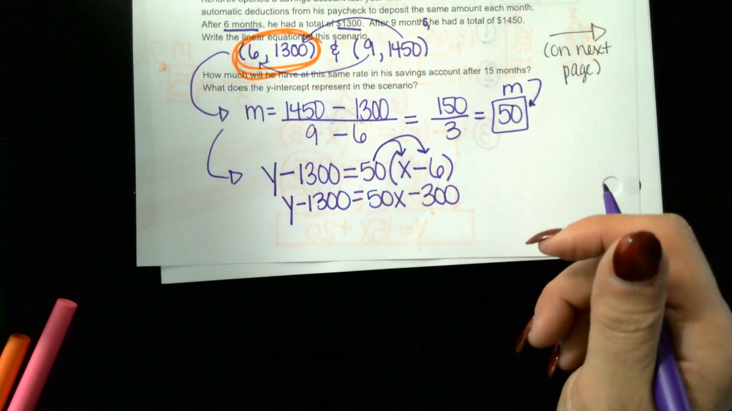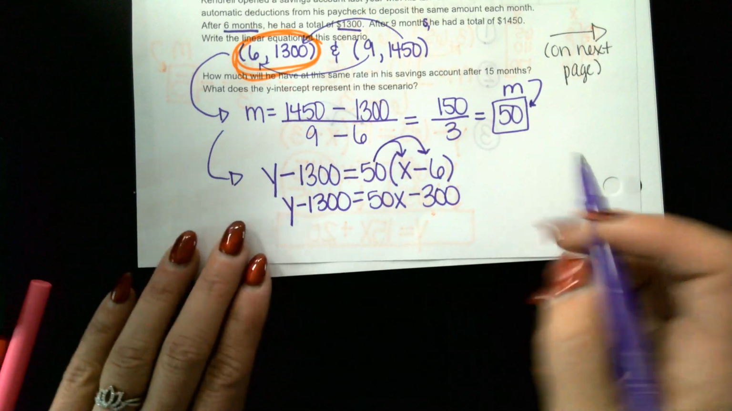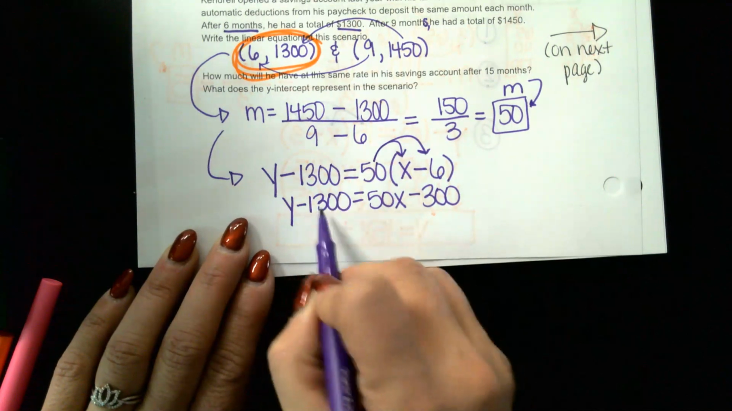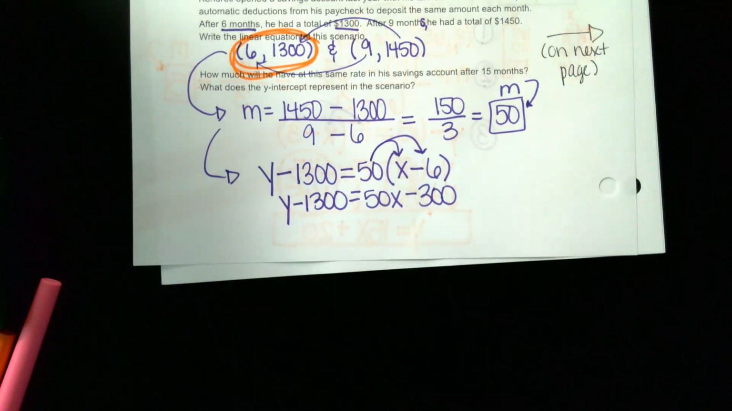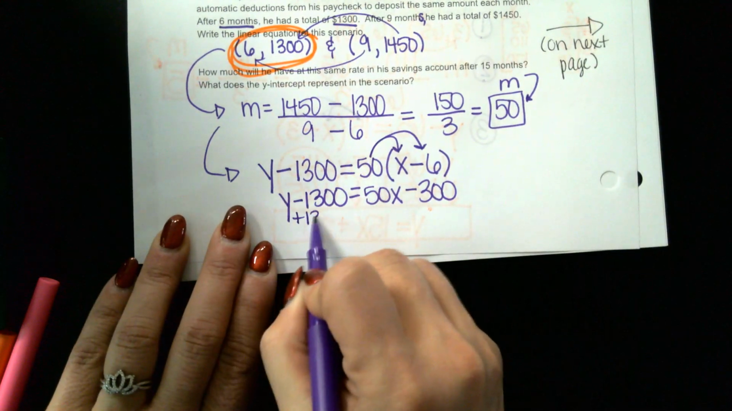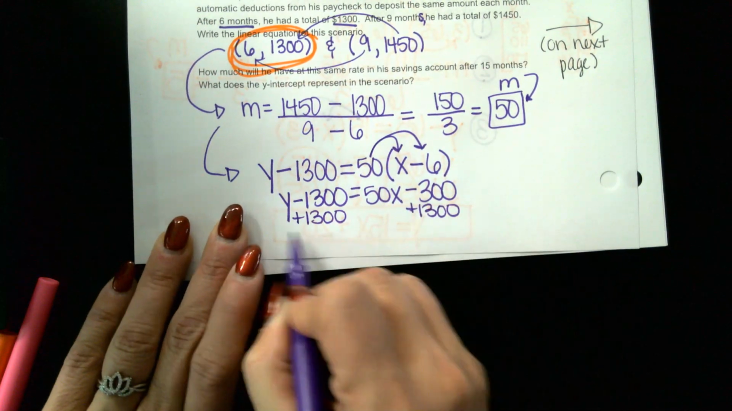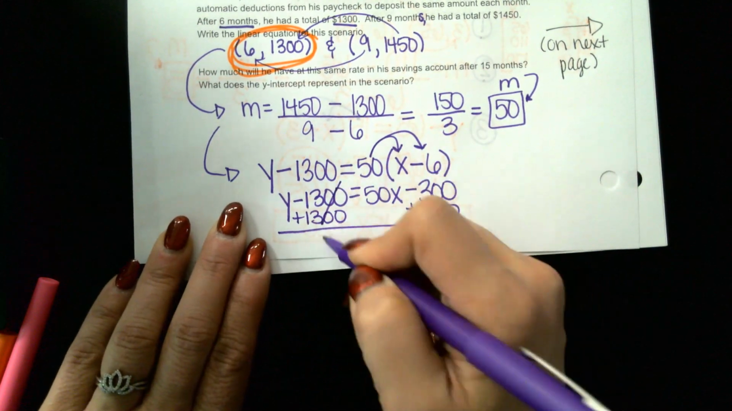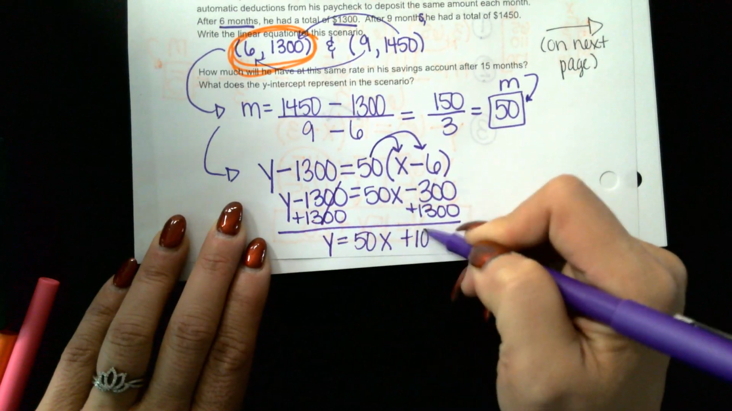Then you guys just have that one number to move, right? What number are we moving? The 1300. We're moving this and pairing it up over here, because we got to get y. Y always has to be by itself. So we're just going to add 1300 to that negative 300. Yep, so y equals 50x plus 1000.